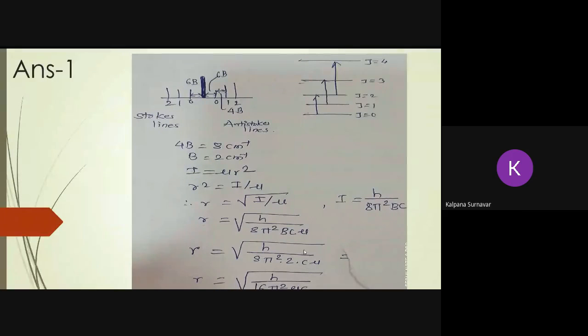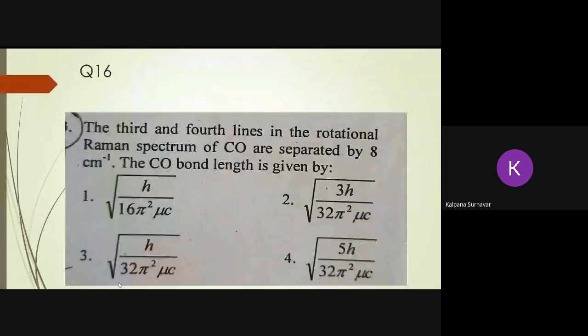This is the answer, and here are the options. So option number 1 is the correct answer: the square root of h divided by 16 pi square mu c. This is the bond length of carbon monoxide in the rotational Raman spectrum.